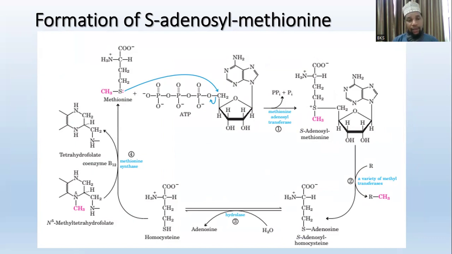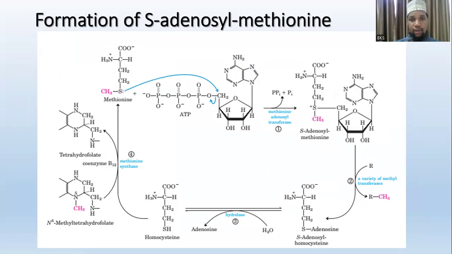So also, here we have S-adenosyl methionine. First of all, before we see how the S-adenosyl methionine performs its function of one carbon transfer, how does S-adenosyl methionine first form? S-adenosyl methionine is formed from methionine, where methionine reacts with ATP.